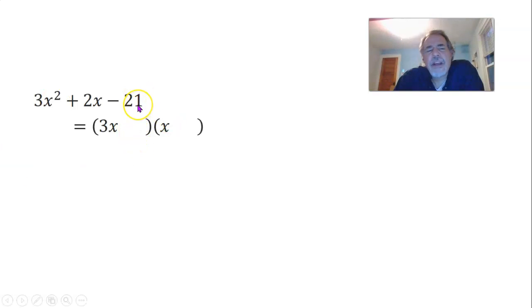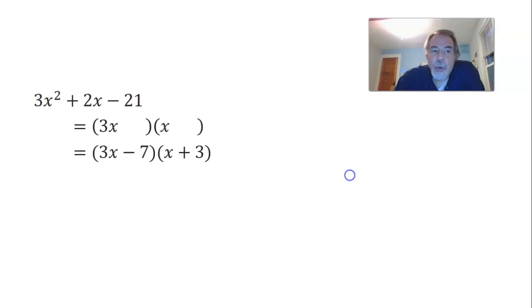So what numbers can you think of that do multiply together to give you 21, or negative 21? Well, how about a 7 and a 3? Can we put a 7 in one of these spots and a 3 in another, make one of them plus, one of them minus, and have it work out so the outside and the inside add up to plus 2x? If you want some time to think about it or try a few possibilities, you can pause the video.